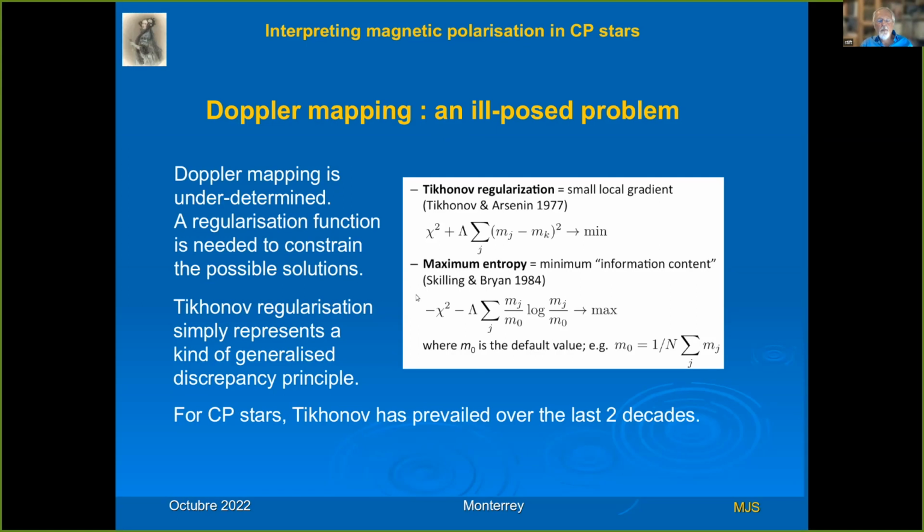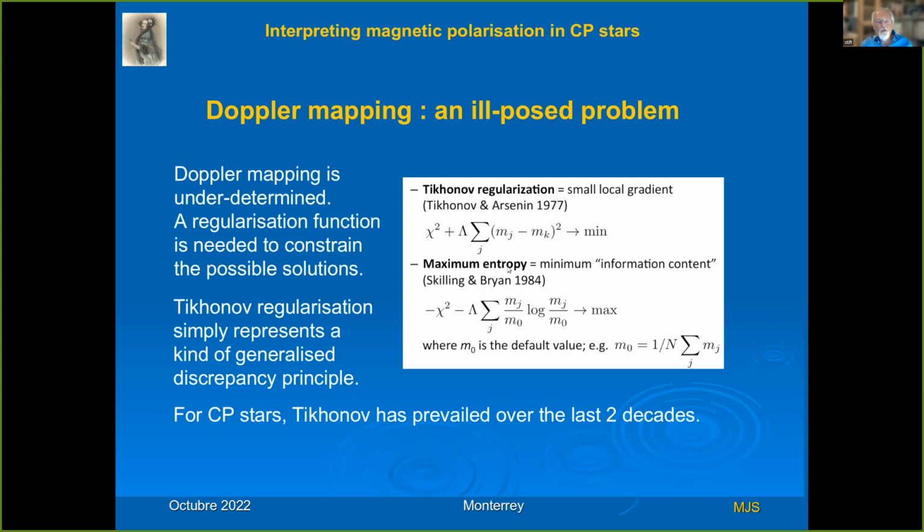So for example, you can have maximum entropy, so that your map has the minimum information content, or Tikhonov regularization, where you look for the smallest local gradients. And well, Tikhonov regularization is nothing else than a kind of generalized discrepancy principle. It's purely mathematical.